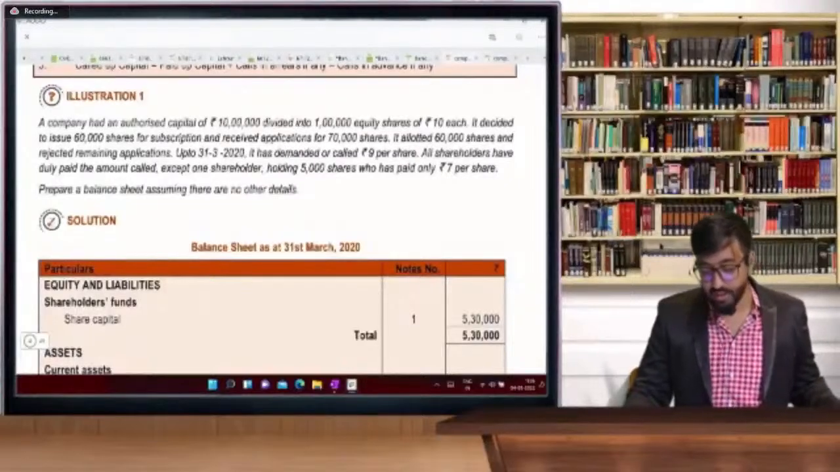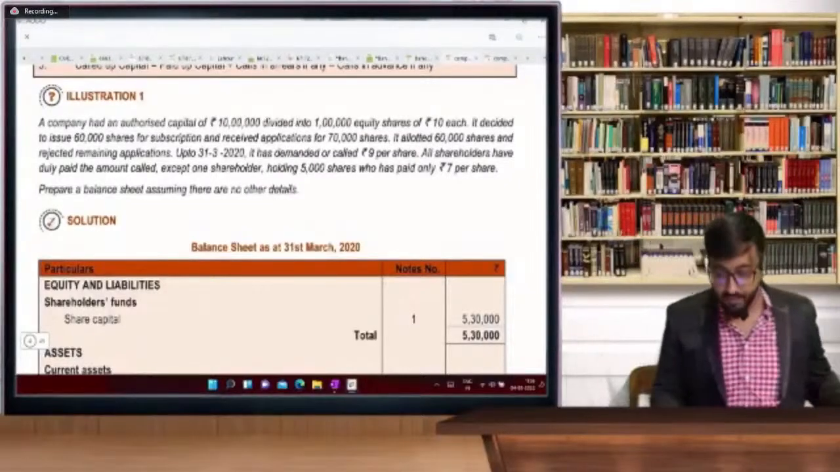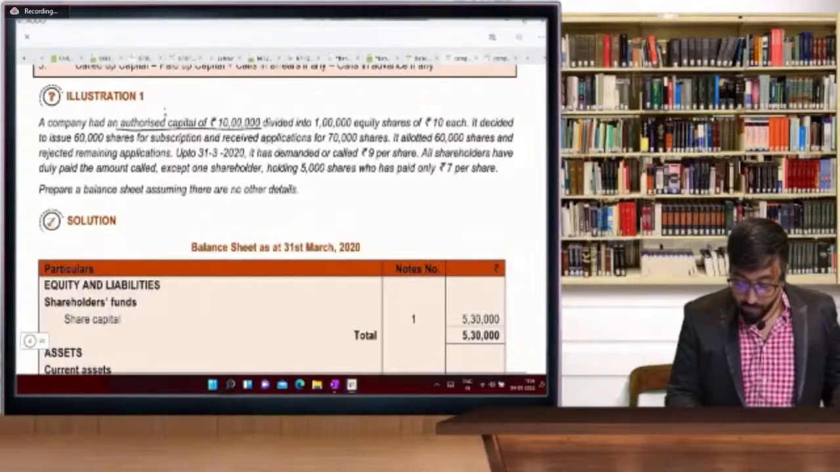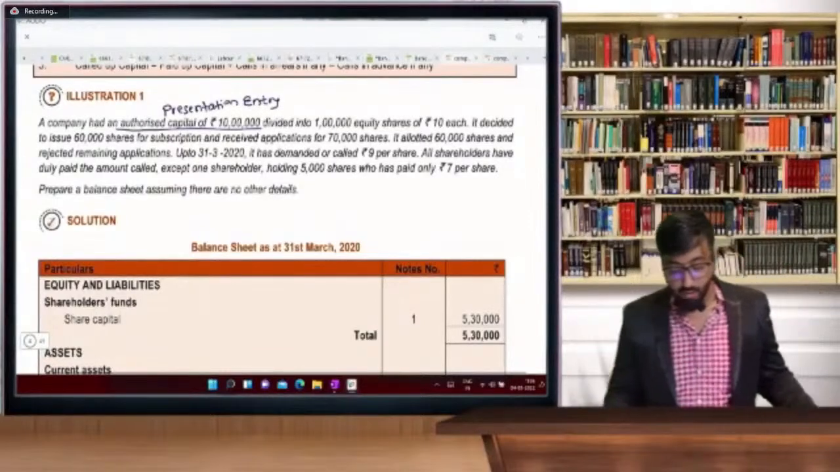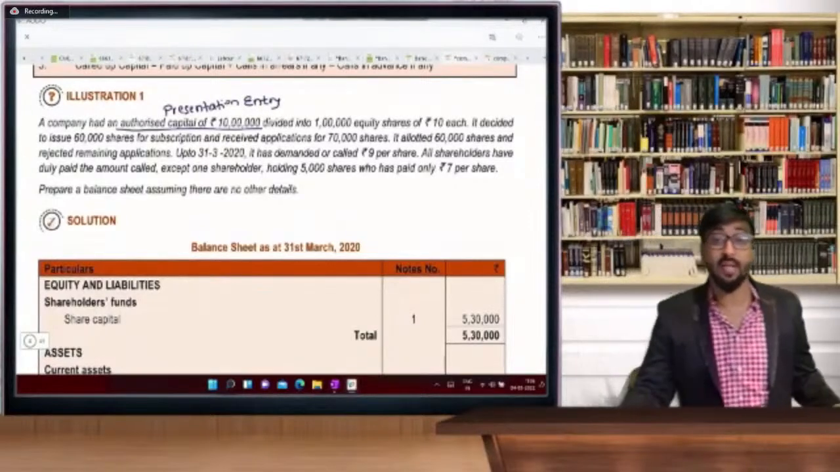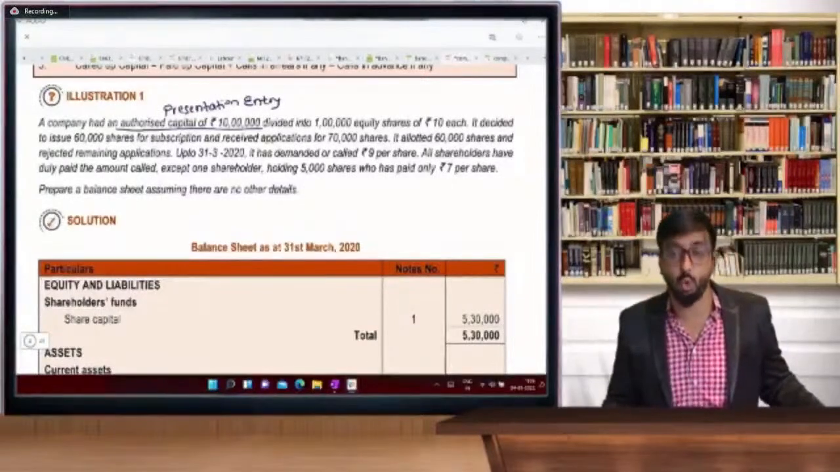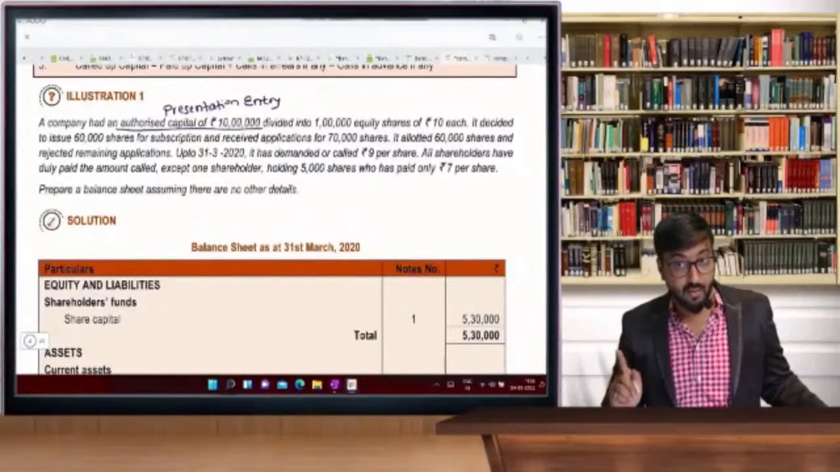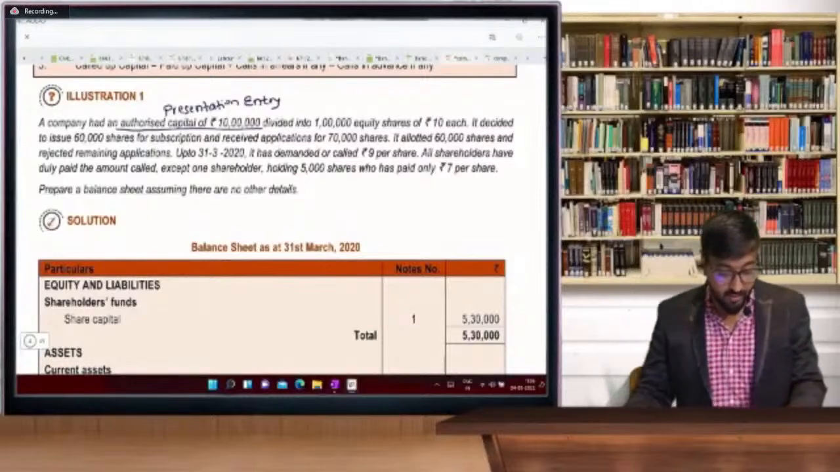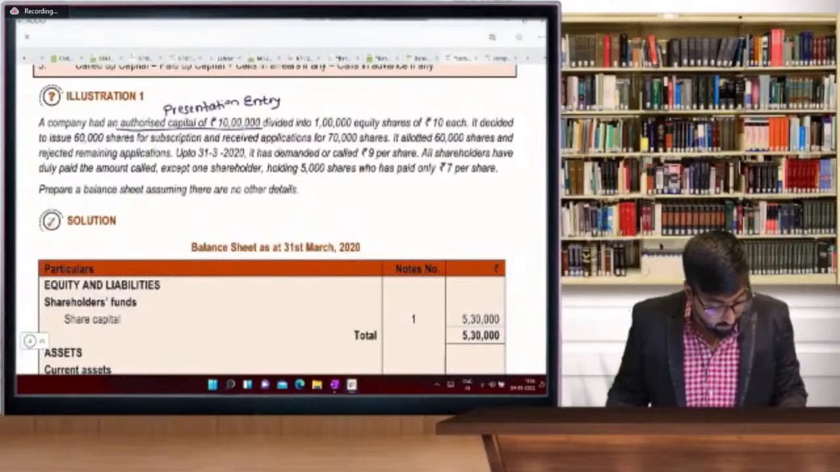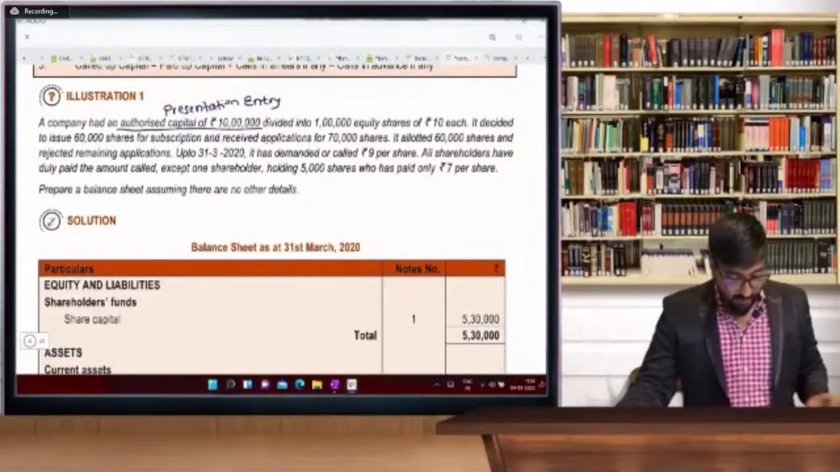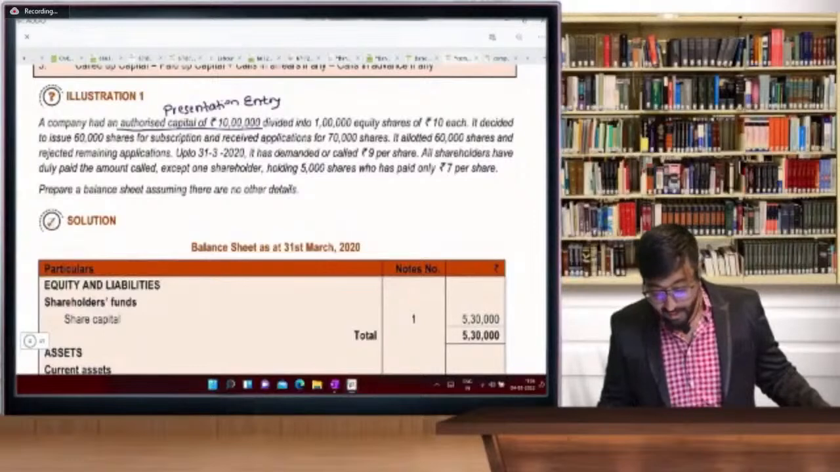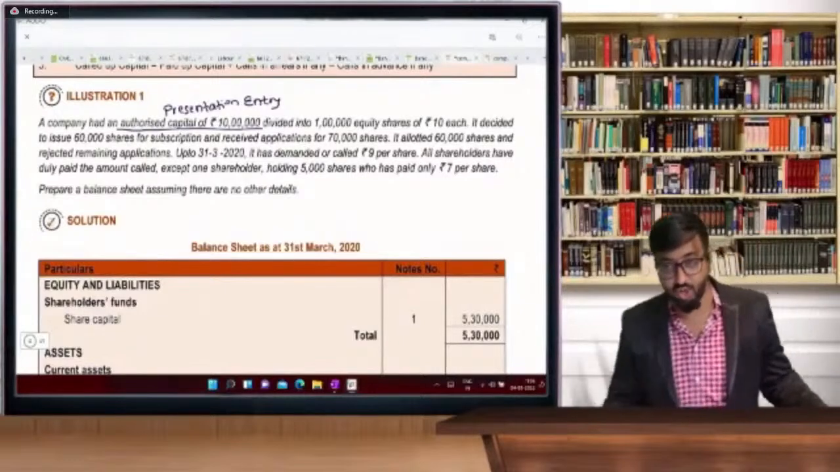A company had an authorized capital of rupees 10 lakhs. So, beta, authorized capital, already on the first day, I told you, it is a presentation entry. Authorized capital is always to show presentation. So, authorized capital, we never take it in the total. Remember, mark my words. Divided into 1 lakh equity shares of rupees 10 each.